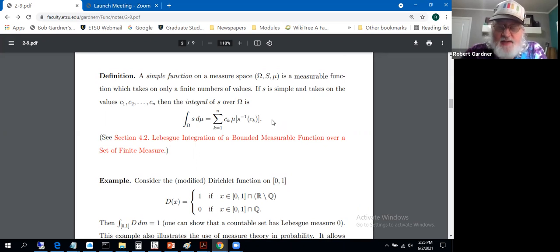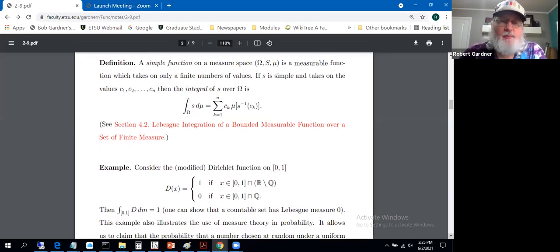And think of this kind of like Riemann sums, Lebesgue sums, and we defined a Riemann integral by taking limits of Riemann sums. Well, we're going to do the same kind of thing here. We're going to treat these as Lebesgue sums, and in some sense, we'll take a limit of these to define Lebesgue integrals.